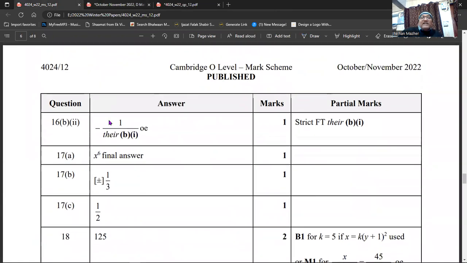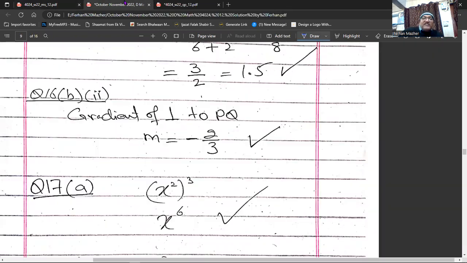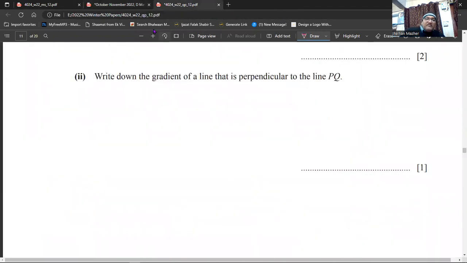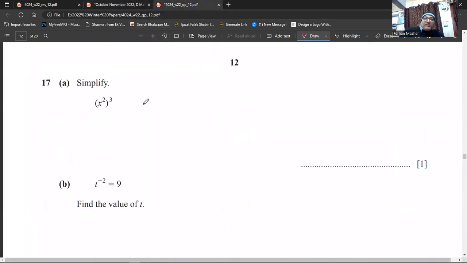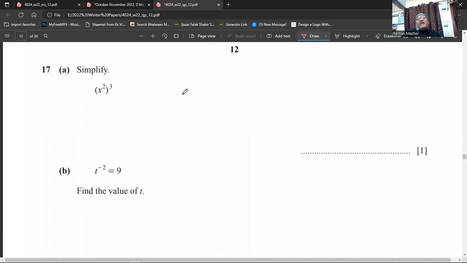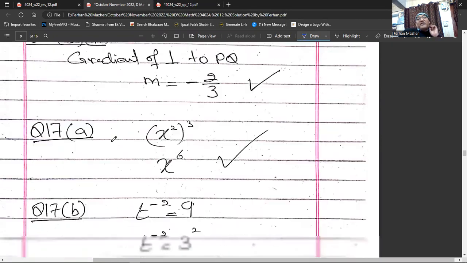Whatever your answer, just reciprocate it and change the sign. Okay, so our answer is right. Okay. Question number 13, A part, he says simplify x squared raised to power 3. The power of the power multiplies with each other. So 2 multiply 3, that will be 6. So you will have x raised to power 6.